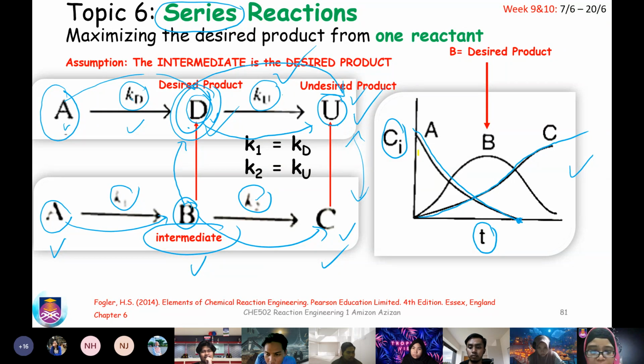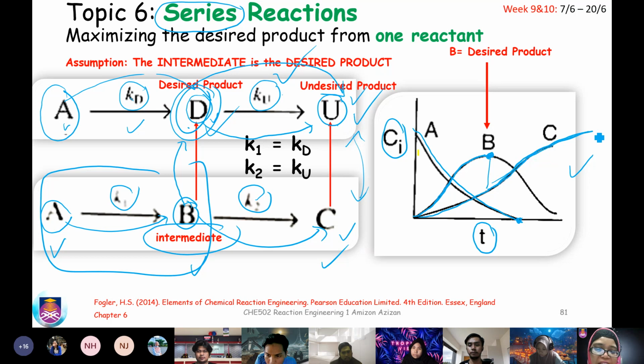But what happens to the B? The B will first increase, because we only have this A to B, A to B, A to B, A to B. Then until it reaches a certain level, the B now allows the C to keep increasing higher and higher. So relatively, the C is higher and higher. It produces C higher and higher. Now the B is reducing. So this is what it means.